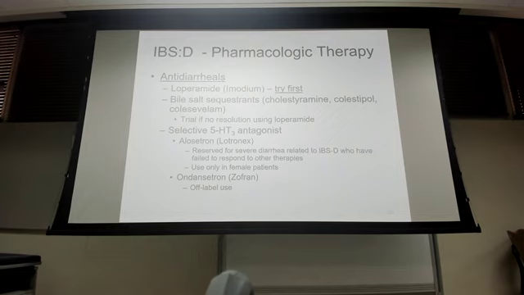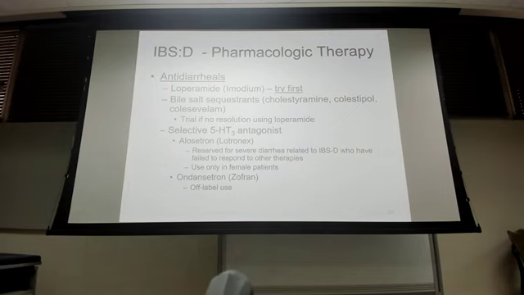IBS-D, loperamide. Pretty much what we said, we use it in all of our diarrhea patients, except for the ones with what type of diarrhea? Anything inflammatory. We don't want to lock it down and let the inflammation fester. Okay, diarrhea continues after loperamide. We can look at bile acid sequestrants. And there's your normal players there.